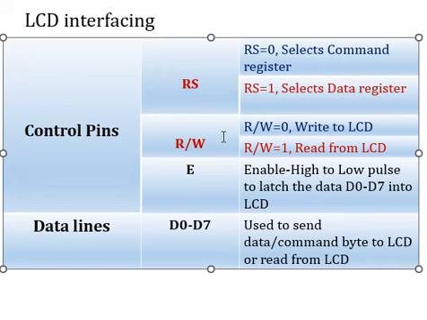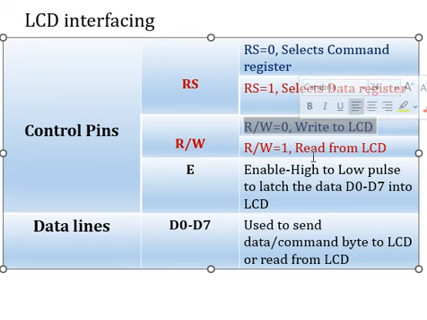Next one, RW. Whether we are interested to read from the LCD or write to the LCD will be decided based on this particular value. If RW value is 0, we are interested to write to the LCD, and if RW is equal to 1, we are interested to read from the LCD. So at present we are interested only in writing the content on the LCD, so that's why we are going to make RW equal to 0 only.